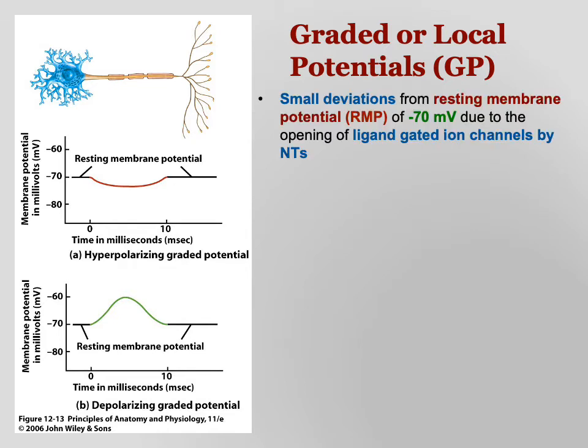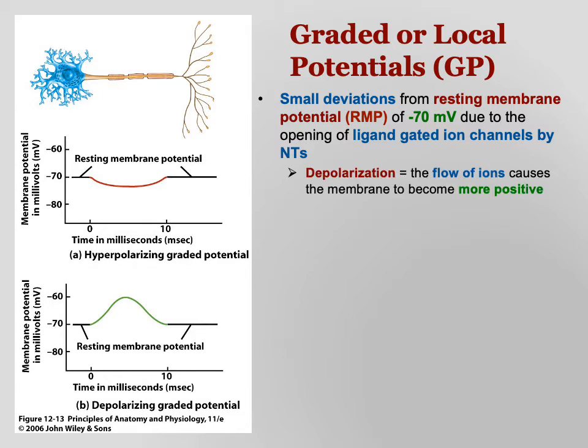So what's going to happen here? We're going to have small deviations from the resting membrane potential of -70 due to the opening of ligand-gated ion channels. So, for example, depolarization, the flow of ions, causes the membrane to become more positive. So look in the lower left of the illustration. See where we have a depolarizing graded potential? It's the one with the green line. Look what's happened here. The membrane was at -70, and now we've opened an ion channel, and as a result of opening the ion channel, it's gone up to like -65, now all the way up to -60. That's a depolarization because we're going more positive.